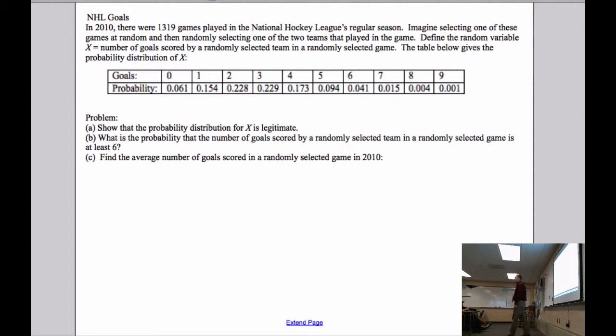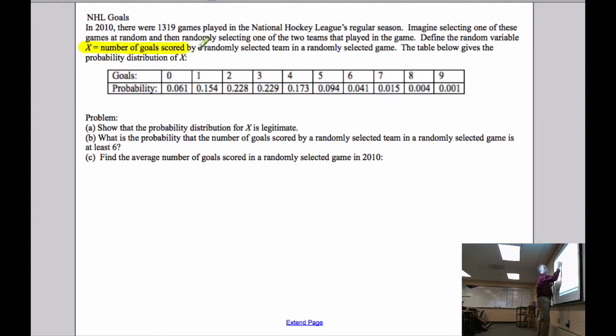Okay, let's move on. And you can just watch on this part, no notes. NHL goals. In 2010, there were 1,319 games played in the National Hockey League's regular season. Imagine selecting one of these games at random, and then randomly selecting one of the two teams that played in the game. Define the random variable. X is the number of goals scored by a randomly selected team in a selected game.